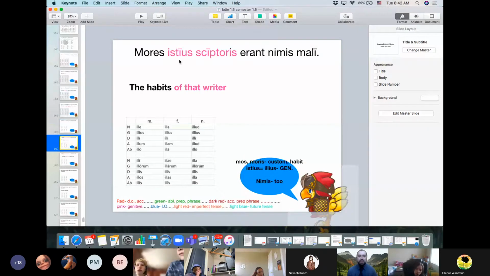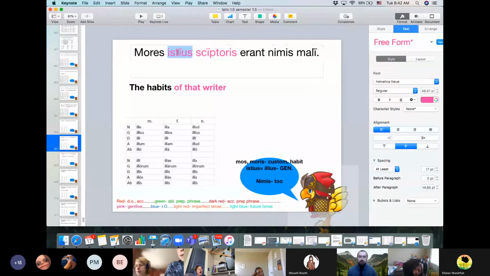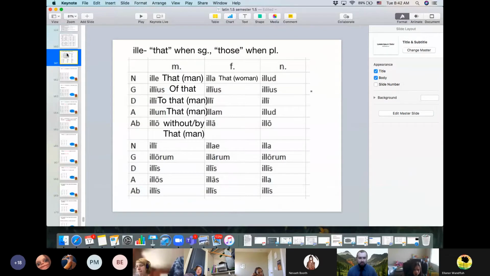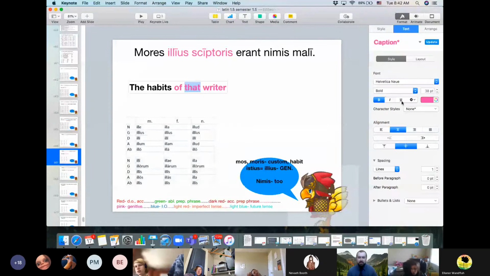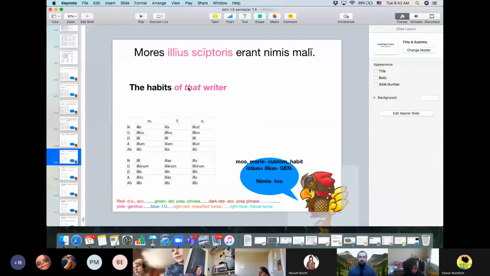So it's the habits of that writer. Again, this is the same as if it was Ilias. I really can't have y'all thinking we have these three weird pronouns. It's really just two. Ista is like the evil twin brother of Illid. Sometimes it has a negative connotation, and here that seems to be what's happening. It's like that writer. Oh, I can italicize this.